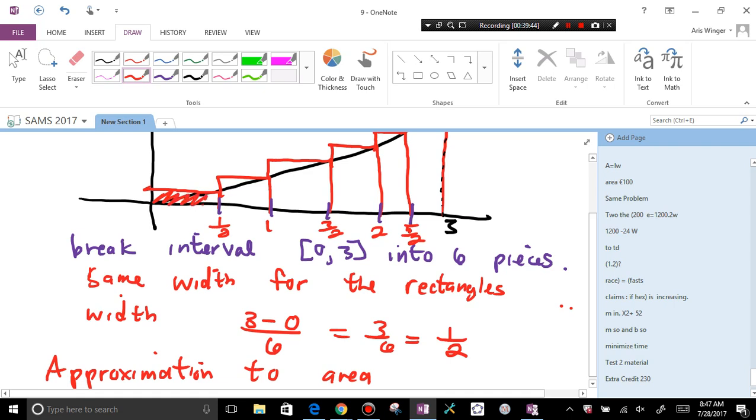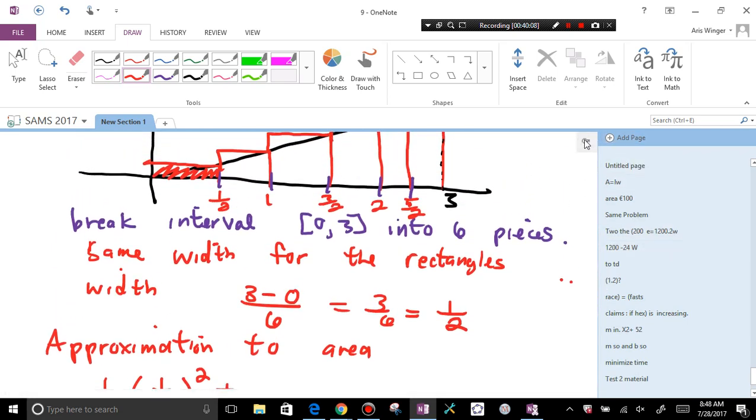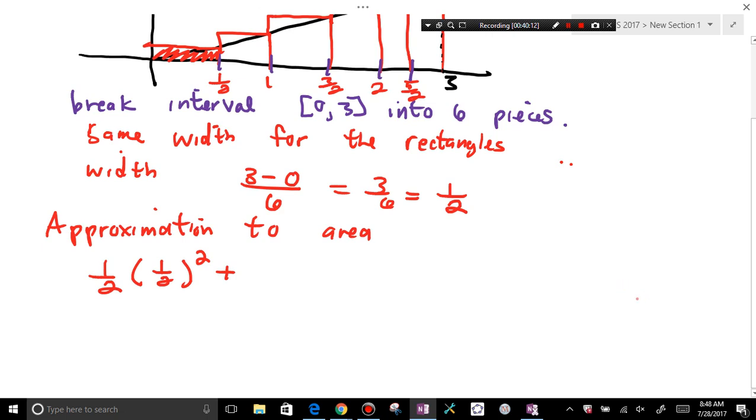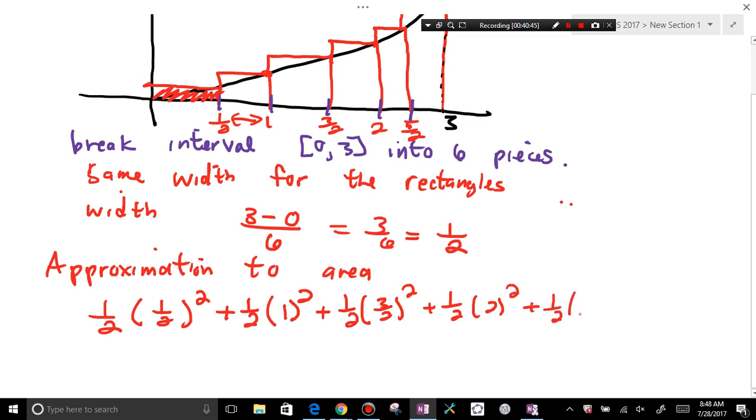is the area of this rectangle. That would be, what's the width? 1/2. What's the height? 1/2 squared. That's right. So it's 1/2 times the height, 1/2 squared. Plus, I need the distance here. It's always going to be 1/2. That's the way we set it up. Times the function at 1. Right, so this here is 1 squared. And then you see the pattern. 1/2 times 3/2 squared plus 1/2 times 2 squared plus 1/2 times 5/2 squared plus 1/2 times 3 squared.